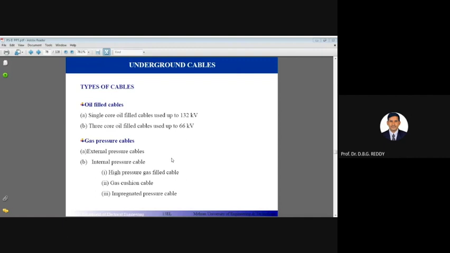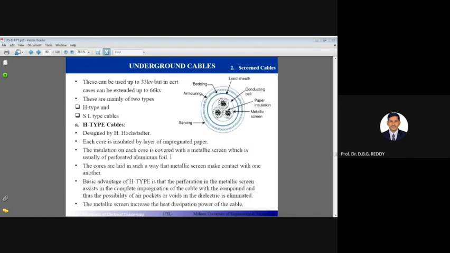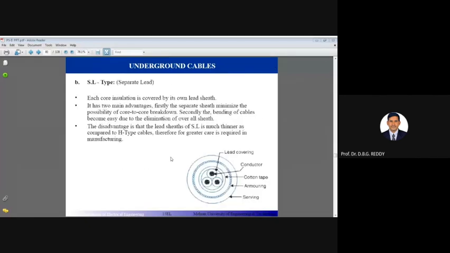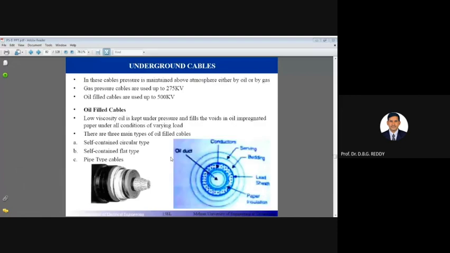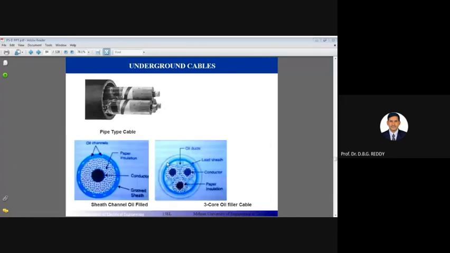You can see various cables and operating voltages: oil-filled cables, different types of cables. You can see H type cables and SL type cables, and underground oil-filled cables. Different types of cables are used in the transmission of bulk power from the generating station to the load center.